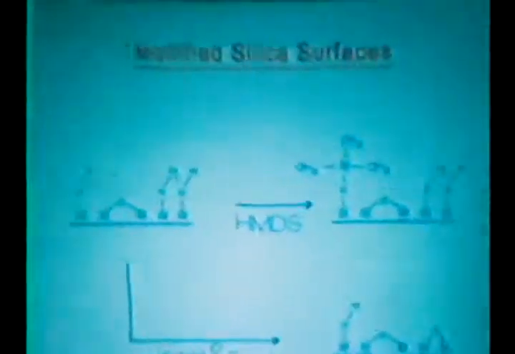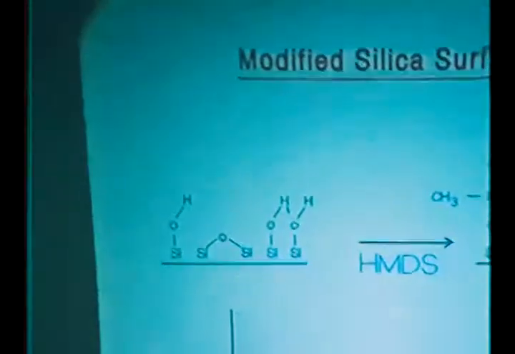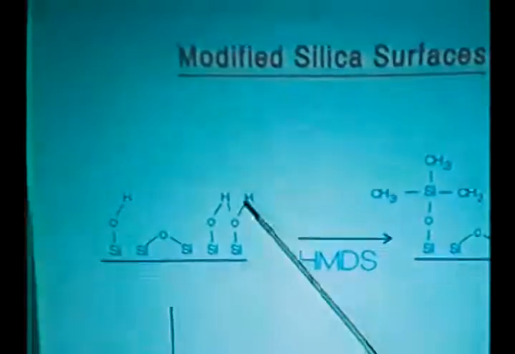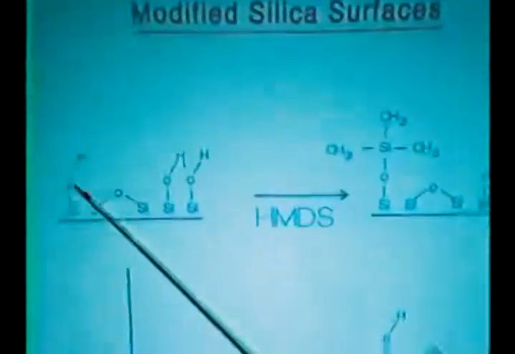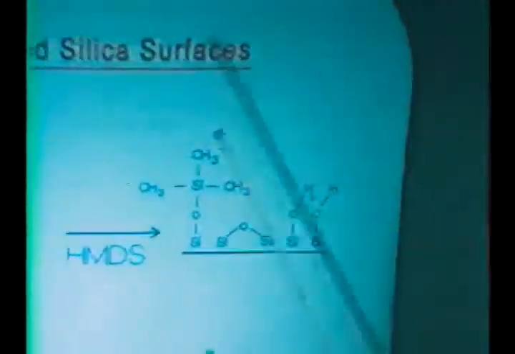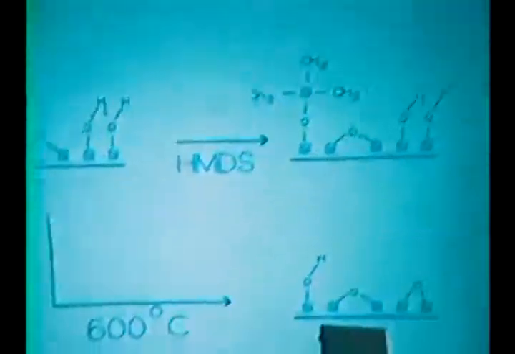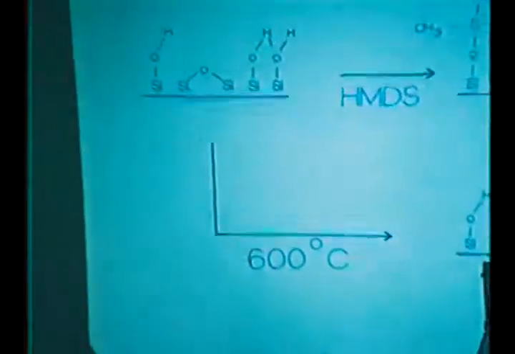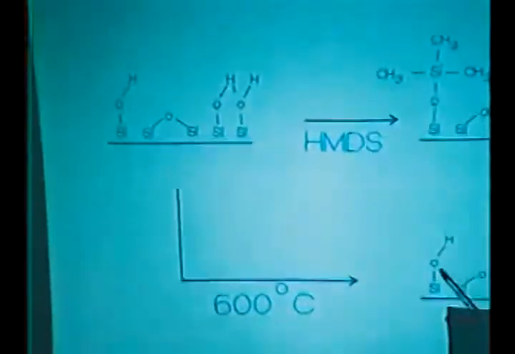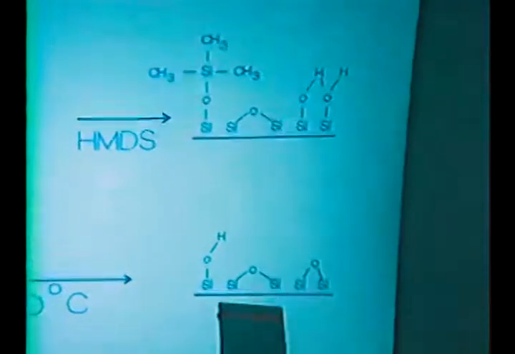So let me just summarize what we've done so far. You have your silica gel with non-hydrogen bonded and hydrogen bonded silanols. React it with an organosilane, and you end up with a surface with hydrogen bonded silanols for subsequent chemistry. Take the same surface and treat it at 600 degrees C, and you have non-hydrogen bonded silanols left for subsequent chemistry. Now we want to take these surfaces and react them with titanium tetrachloride to see what happens.